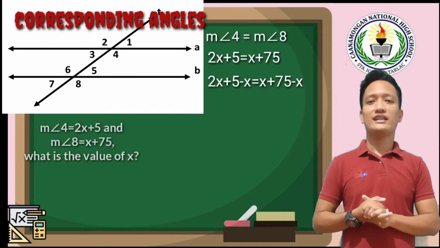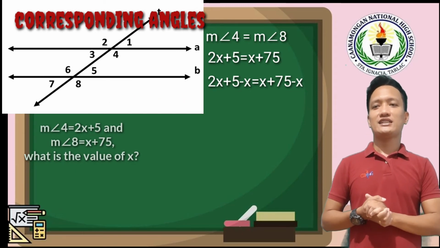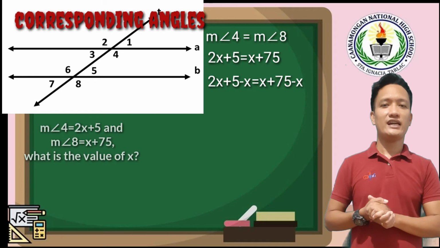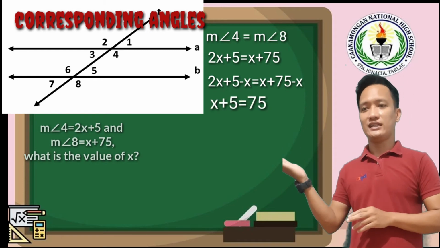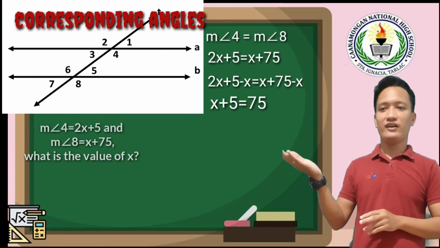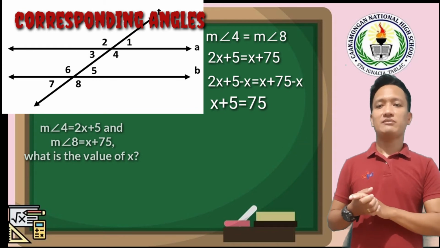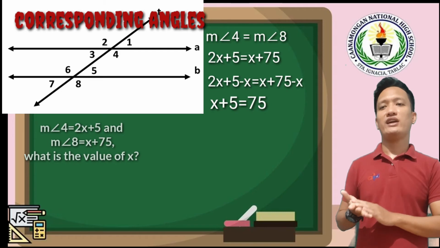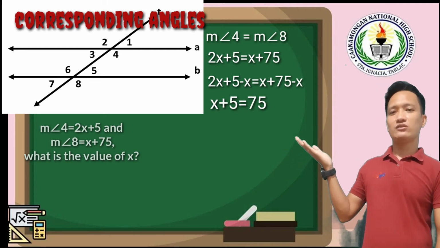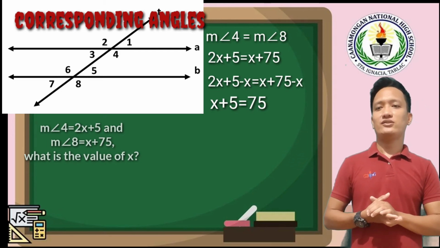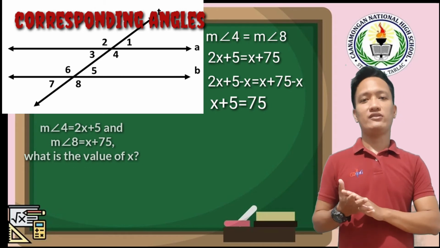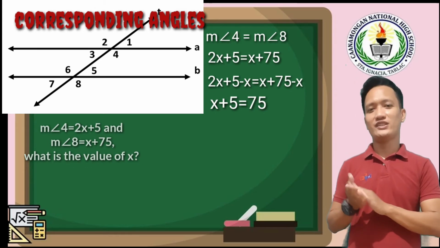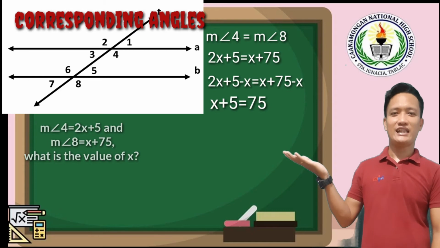So, ang idadagdag natin ay negative x. So, 2x minus x will be equal to x na lang yung natira plus 5. On the other side, x minus x is already cancelled and 75 yung natira. So, we have x plus 5 is equal to 75. So, tanggalin natin yung side o yung 5 sa other side. So, anong idadagdag natin? Both sides.